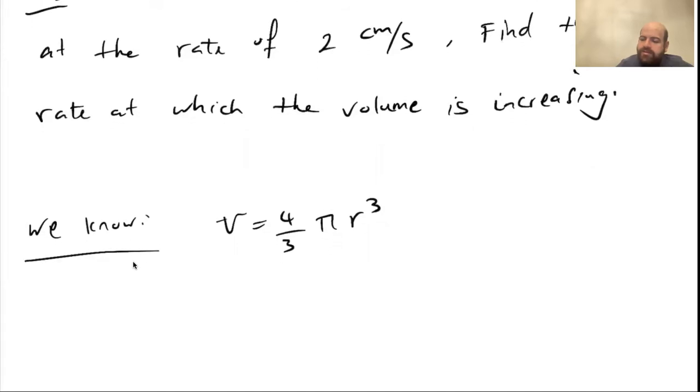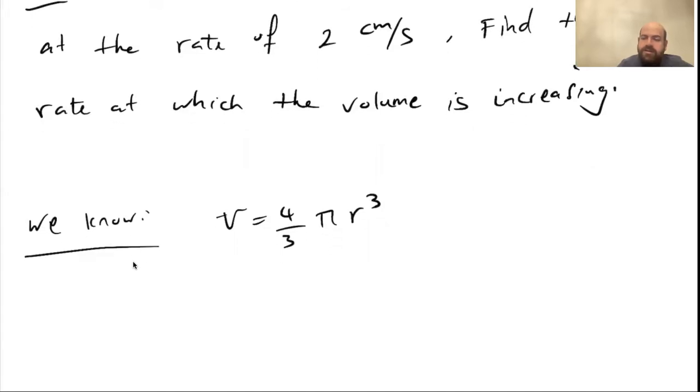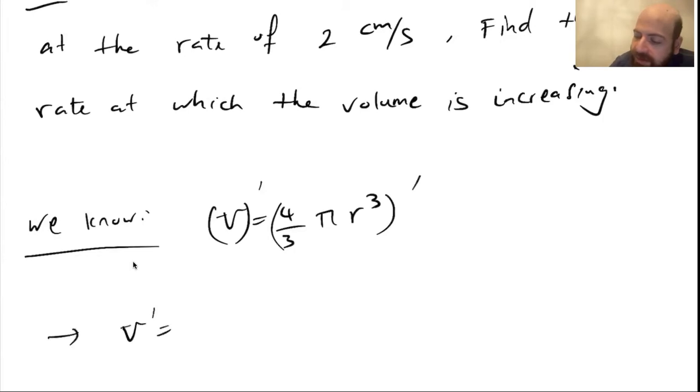Now, if I differentiate both sides, so this is the connection, still no derivatives involved and no rates of change. But once I differentiate both sides, then I can say that V prime equals a derivative of 4/3 pi r cubed. Well, 4/3 pi is just a constant. Derivative of r cubed is 3r squared times r prime.